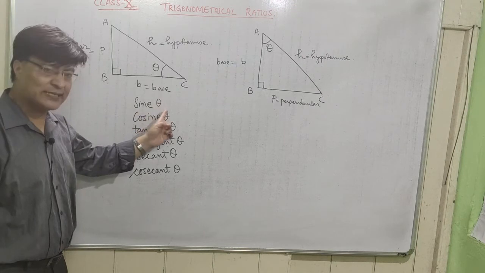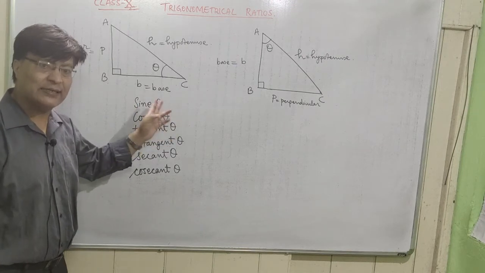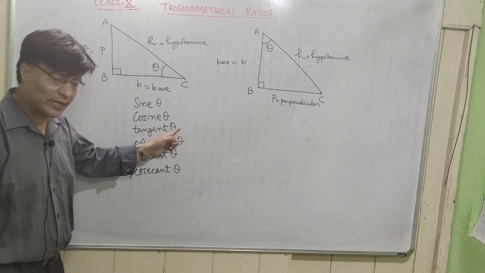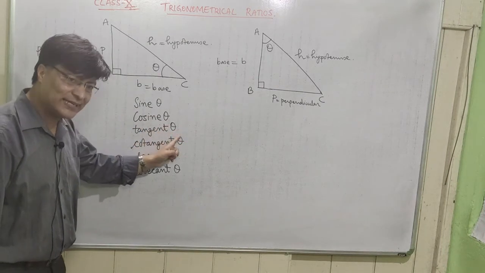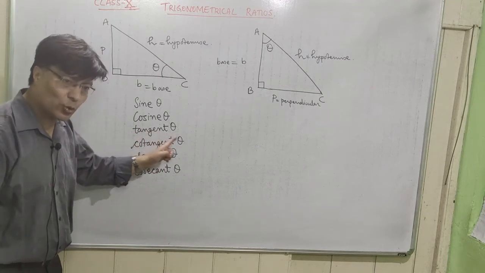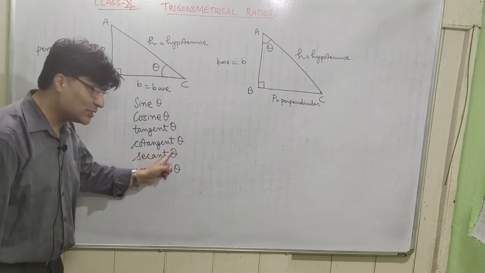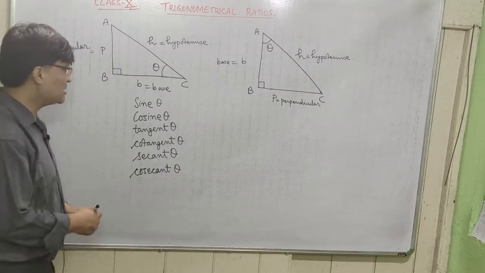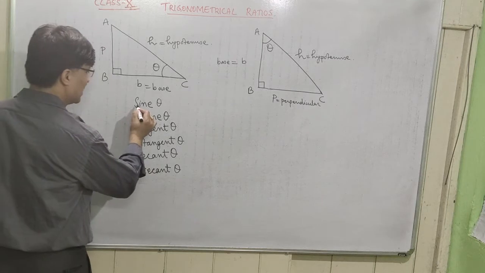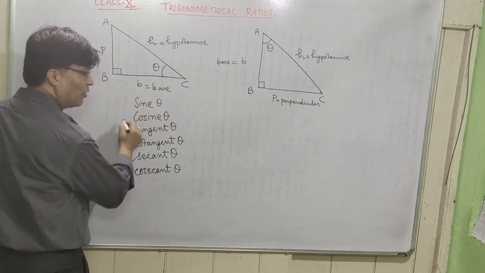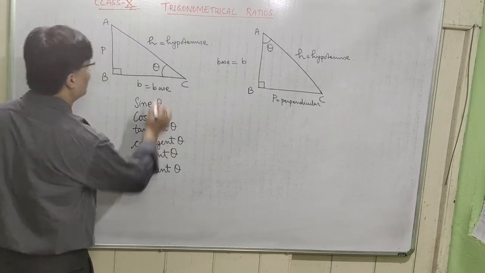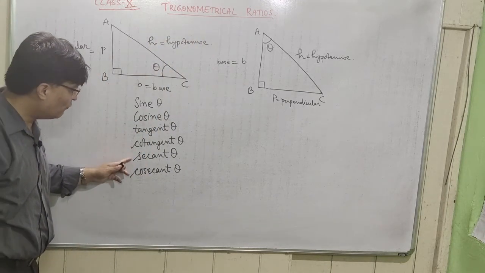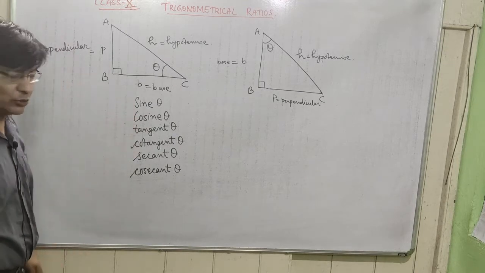One is sine theta. Other one is cosine theta. Other one is tangent theta. Next one is cotangent theta. Next one is secant theta. Next one is cosecant theta. These are all the full forms of the trigonometrical ratios.